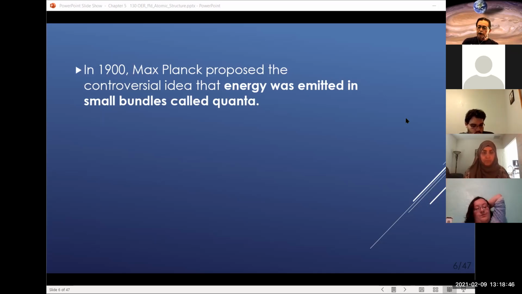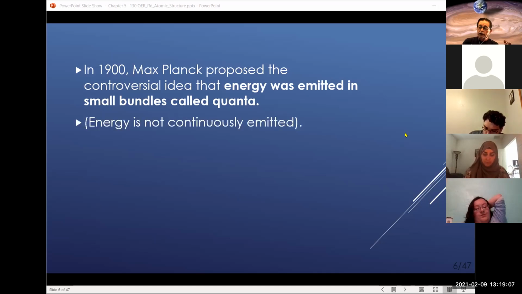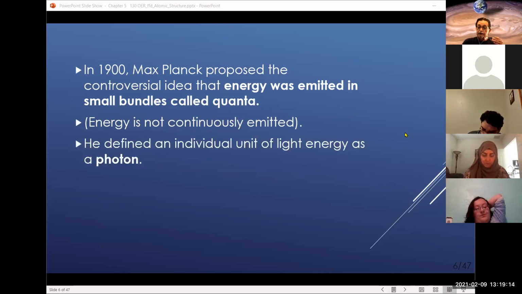He introduced a very controversial idea at the time. He introduced the idea that energy was emitted in small bundles that he called quanta. So he's talking about energy. We're not really getting into electrons at this time, but he says energy is emitted in small bundles called quanta. And for that, he said the energy as we know it is not continuous. It is a specific amount. It is a specific wavelength, if you will, which has associated with it a specific amount of energy.